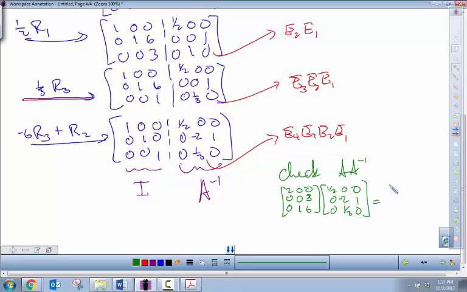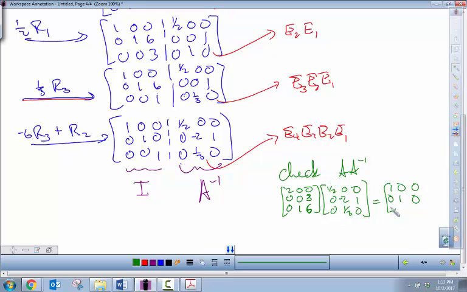First row, first column will give us a 1. First row, second column is 0. First row, third column is 0. Okay, second row times the first column is 0. Second row times the second column, that's the 3 times 1/3 is 1. And second row and third column is 0.